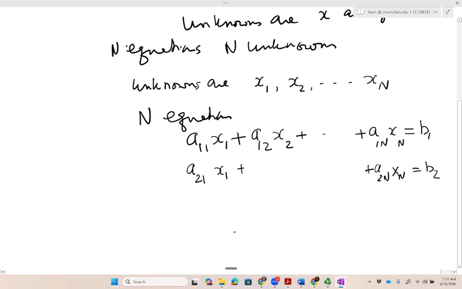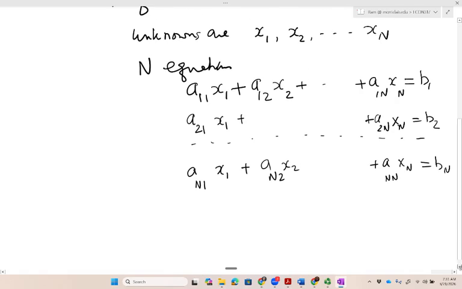I have already written the second equation. Let me go ahead and now write down the last one, an1 x1, an2 x2, I go on, ann xn, and it is equal to bn. Remember, b1, b2, bn are all constants, and there are equations in the middle. So this will be a general case of n equations with n unknowns.